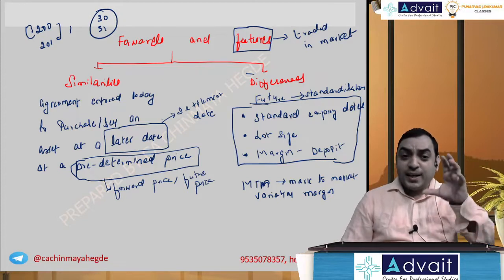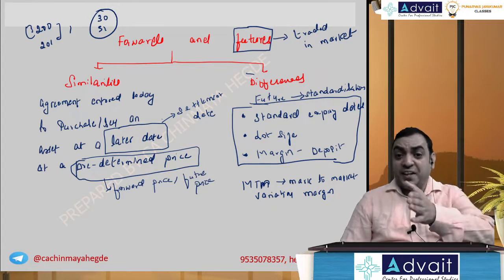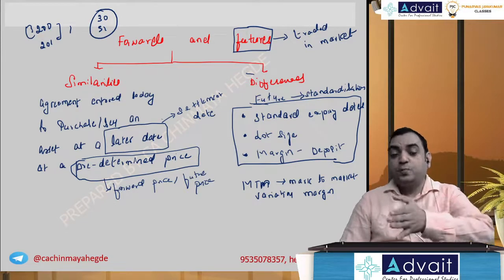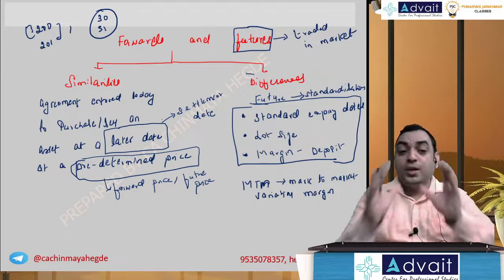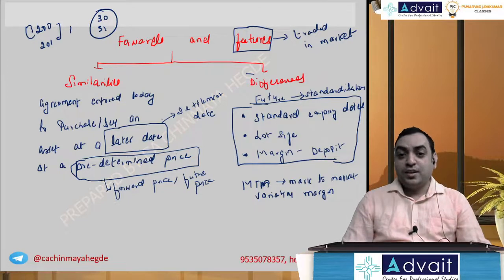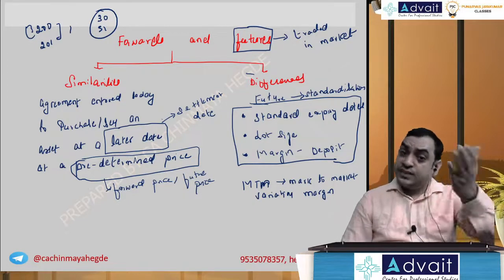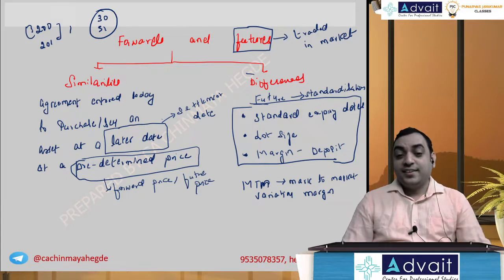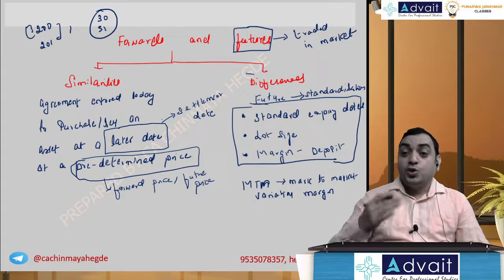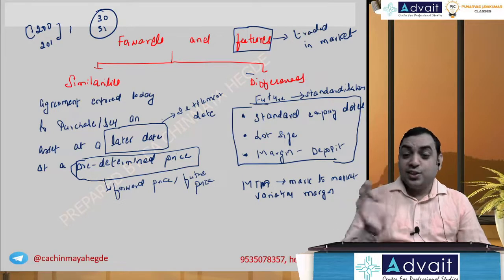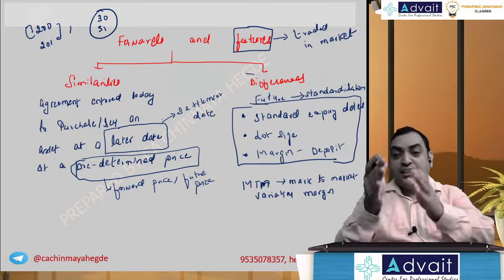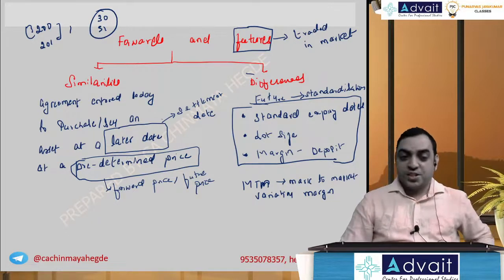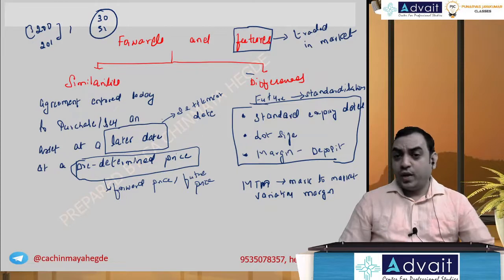Getting the point? At the end of every day, on a close to close basis, if it is a profit, it will get added to the margin money. And if it is a loss, that will get subtracted. That's called MTM, also called variation margin. So on a day-to-day basis, it's not notional profit, it will actually get adjusted in the form of margin adjustment. That's called variation margin.